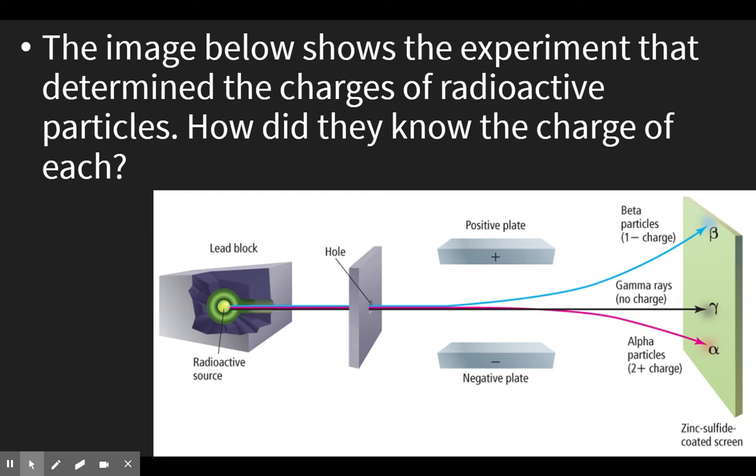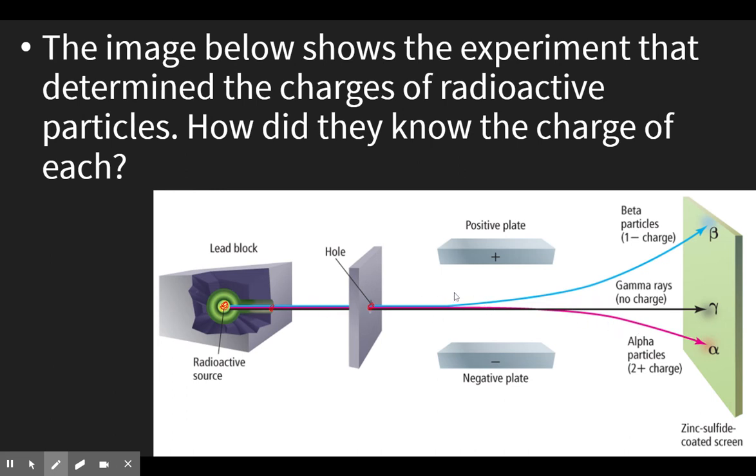But let's say you have a sample that is going to release both alpha and beta particles at different times. If you put that sample in a lead block and then you drill a hole in the lead block to allow just a beam of that radiation out, and then you focus that beam even more by passing it through another filter of some sort, you get a very fine beam of radiation.